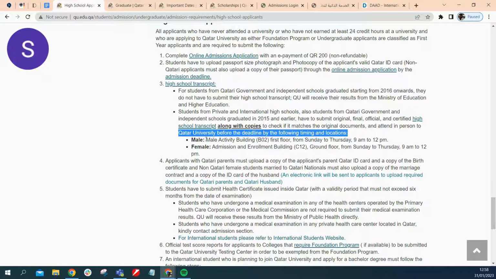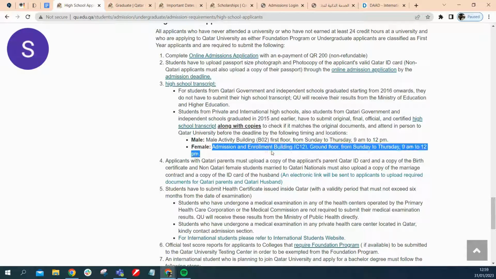And if you're a male, you're going to send it to the male activity building, which you will see here. And if you're a female, you send it to the admission and enrollment building, which is C12. So you have to send to different places. So please pay attention to that.